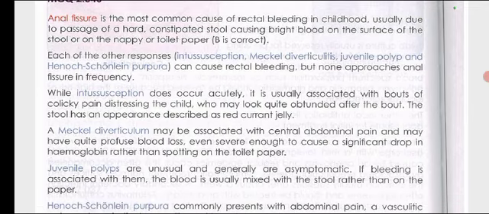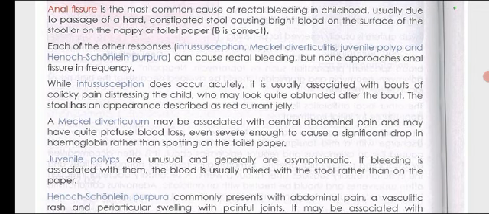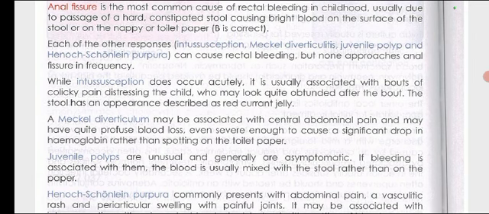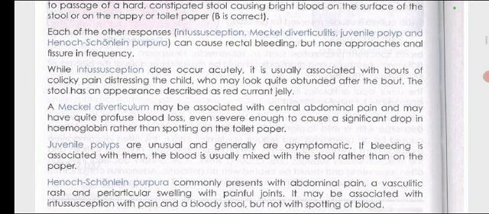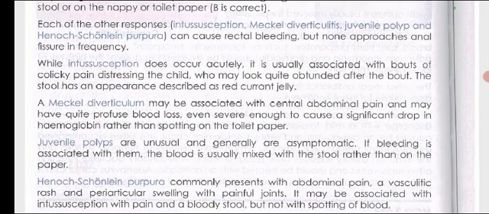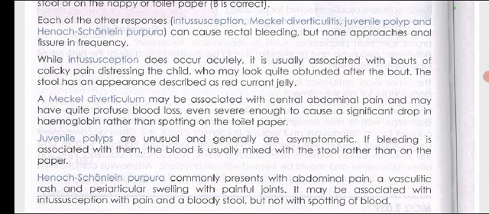While intussusception does occur acutely, it's usually associated with bouts of colicky pain distressing the child, who may look quite well after the bout. The stool has an appearance described as red currant jelly. Meckel diverticulum may be associated with central abdominal pain and may have quite profuse blood loss, even severe enough to cause a significant drop in hemoglobin, rather than spotting on the toilet paper. Juvenile polyps are unusual and generally asymptomatic. If bleeding is associated with them, the blood is usually mixed with the stool rather than on the paper.